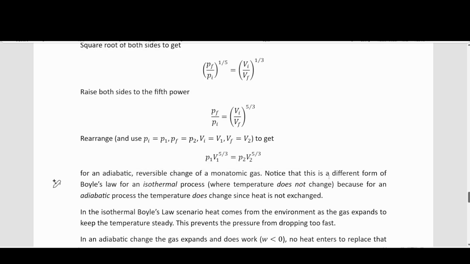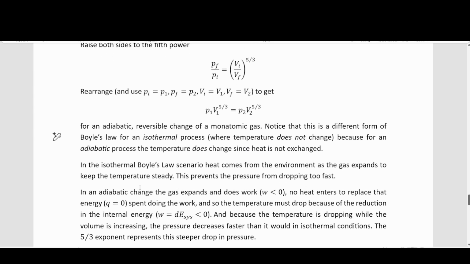Notice that this is a different form of Boyle's law from the isothermal process that you would have probably learned in a general chemistry class, where temperature does not change, because for an adiabatic process, the temperature does change since heat is not exchanged. In the isothermal Boyle's law scenario, heat comes from the environment and goes into the gas as it expands, and that keeps the temperature steady. This prevents the pressure from dropping too fast.